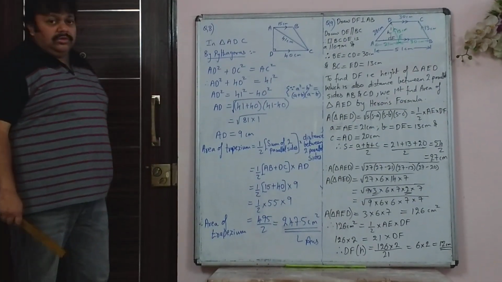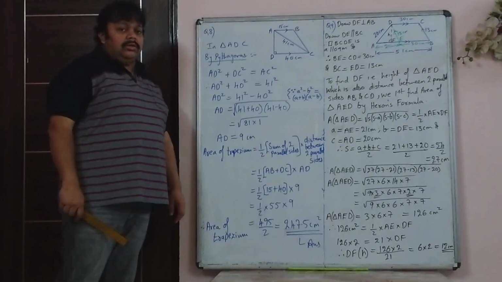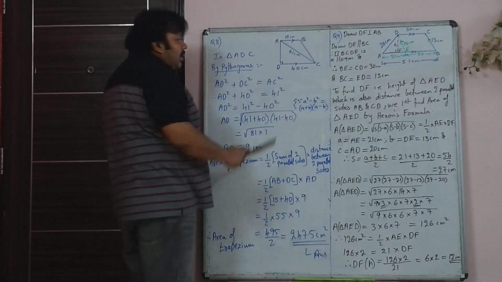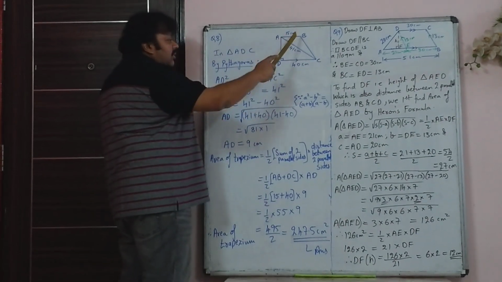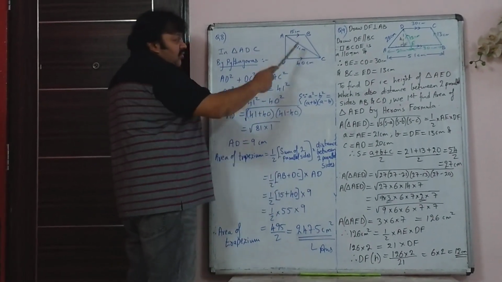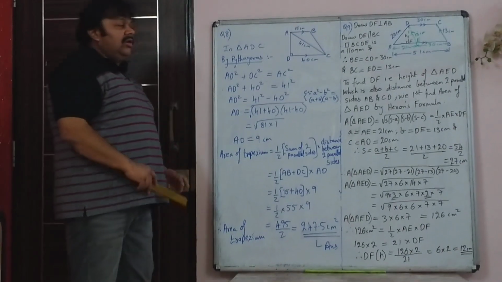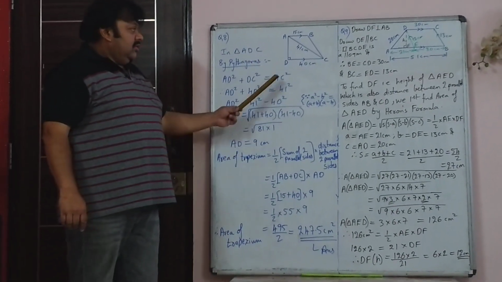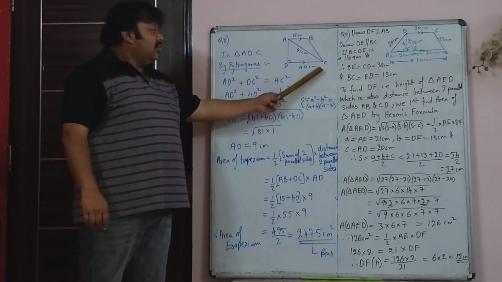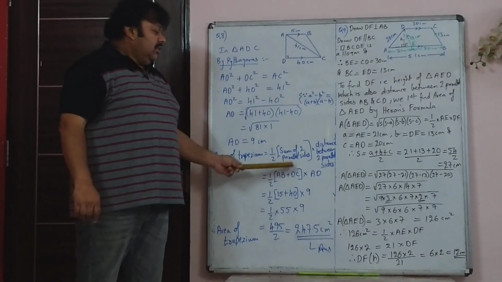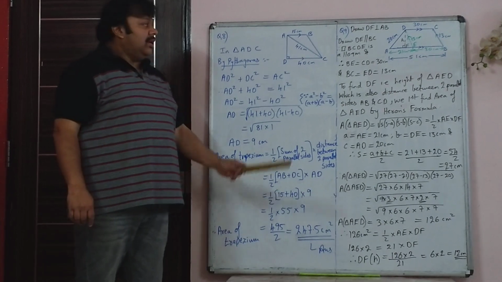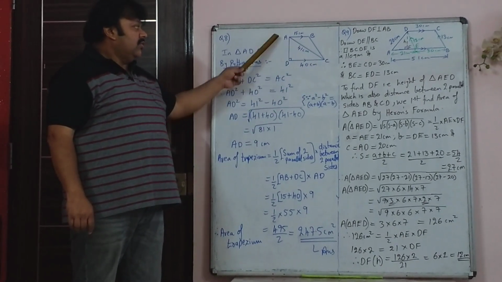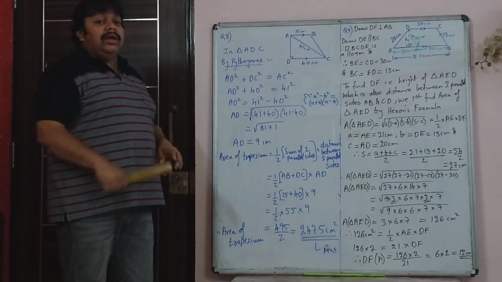Now, in question number 8, you have been given the figure and asked to find the area of the trapezium ABCD. For finding the area of trapezium ABCD, first of all, your formula is half the sum of the two parallel sides into the distance between the two parallel sides, meaning the perpendicular distance between those two sides. So first thing, we have to find AD.